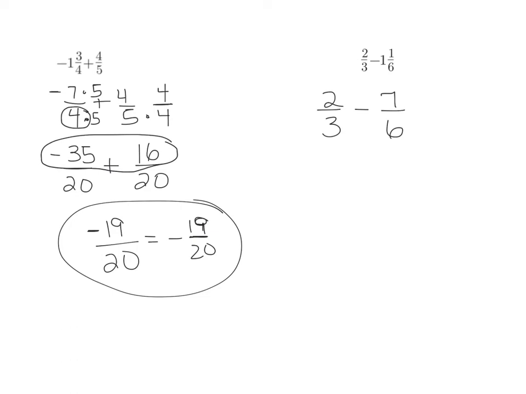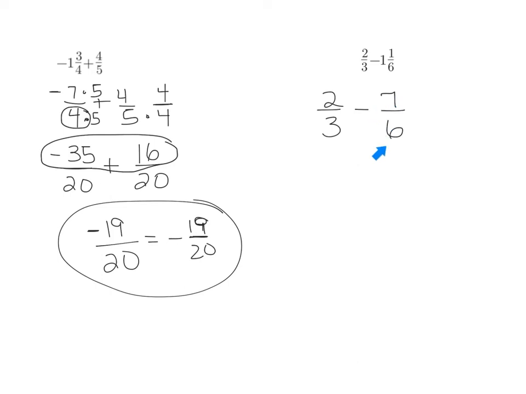The next thing we have to do, because we're subtracting, is find a common denominator. Now, you might be thinking, well, can't I just multiply 3 times 6 to get 18 as my common denominator? And the answer to that is yes. However, that's not the least common denominator. I always want to find the least common denominator. If you think about it, if I multiply 3 by 2, that's going to give me 6. So the least common denominator is 6.